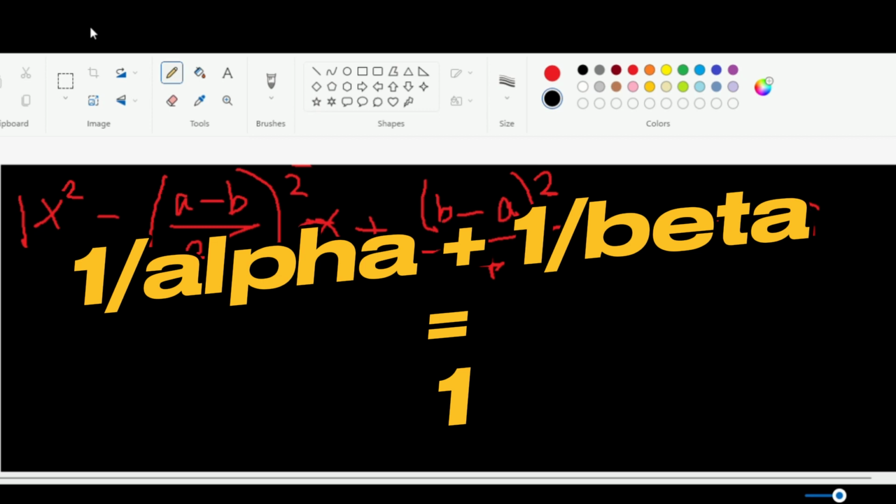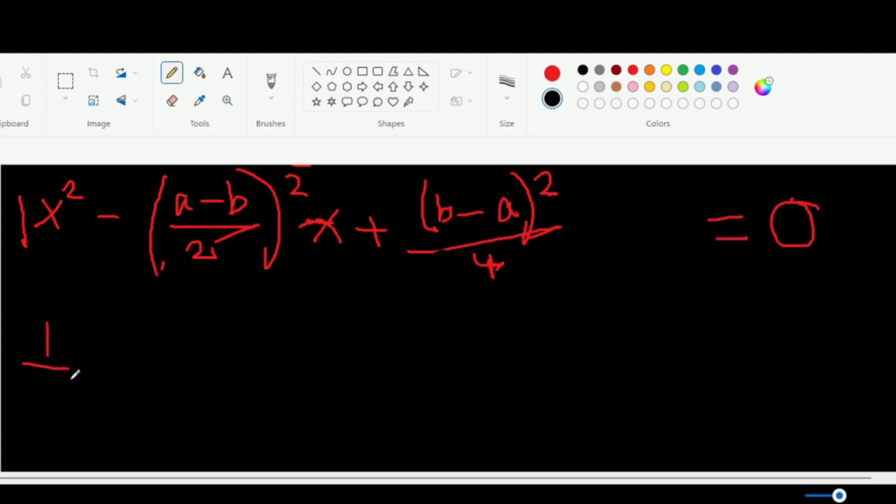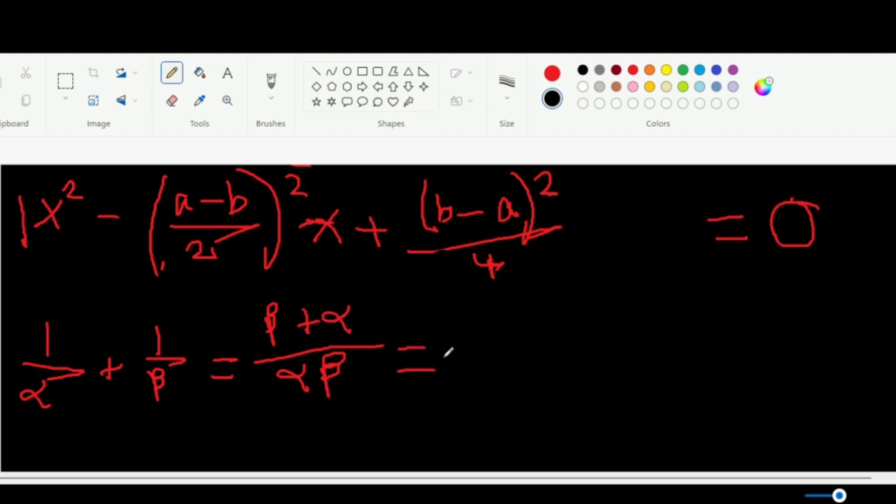Finally, you get 1/alpha + 1/beta = 1. Now let me show you how people generally solve this problem. 1/alpha + 1/beta is equal to (alpha + beta) divided by alpha beta, substituting the values of alpha plus beta and alpha beta.